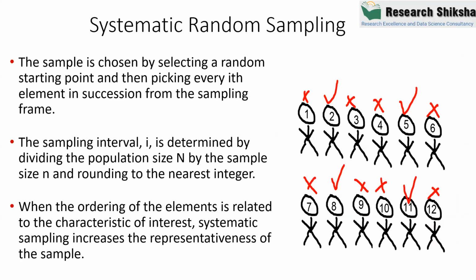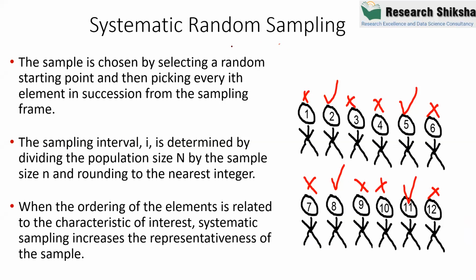The second method after simple random sampling is called the systematic random sampling method. In the systematic random sampling method, we identify the first unit by simple random sampling, and then we go for systematic random sampling. So I'm giving you one example.